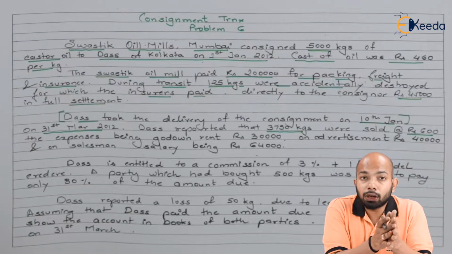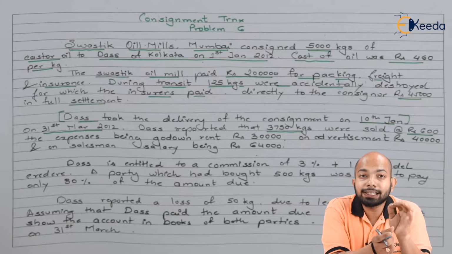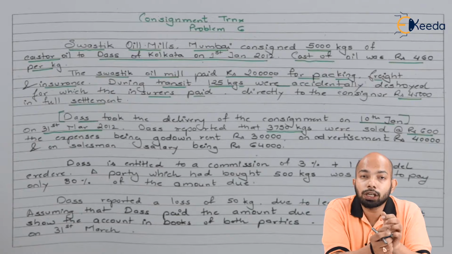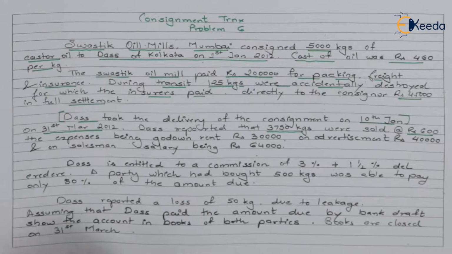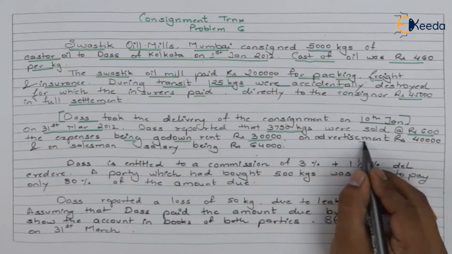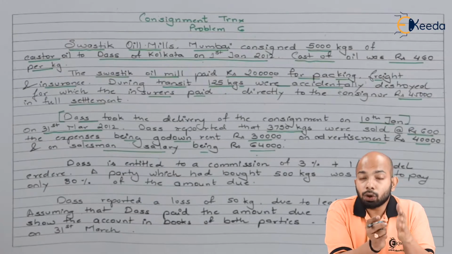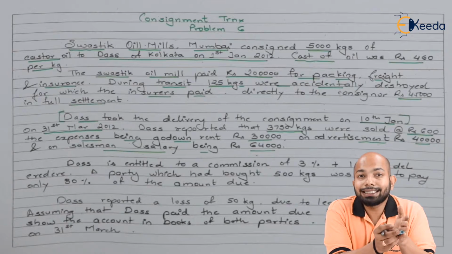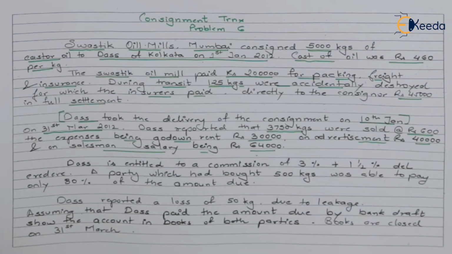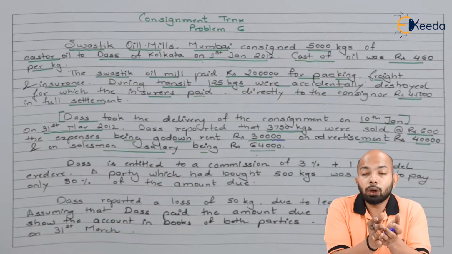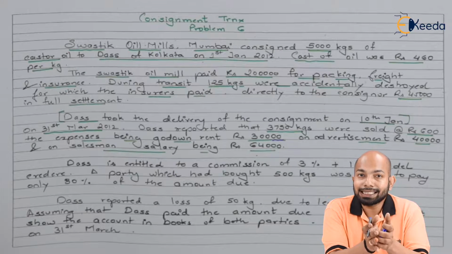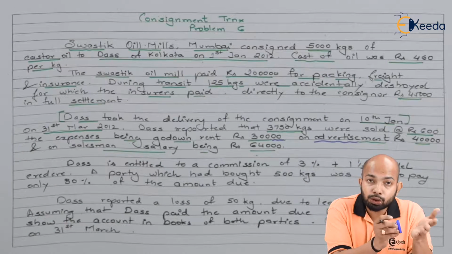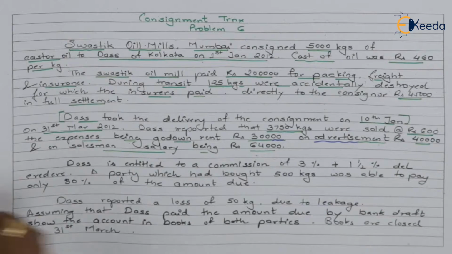Now on 31st of March 2012, Das Brothers reported that 3,750 kilos of castor oil were sold at 600 per kg. Das Brothers also incurred certain expenses like godown rent, salesman's salary, etc. Let's read it out. Godown rent of rupees 30,000 was incurred by the consignee. Advertisement of rupees 40,000 was also incurred by Das Brothers, the consignee here. And salesman's salary of 64,000 was paid by the consignee as well.